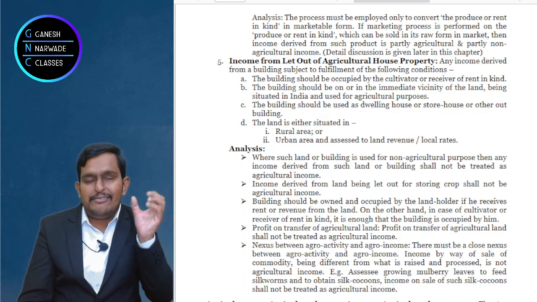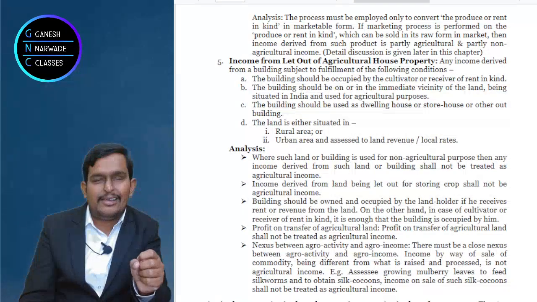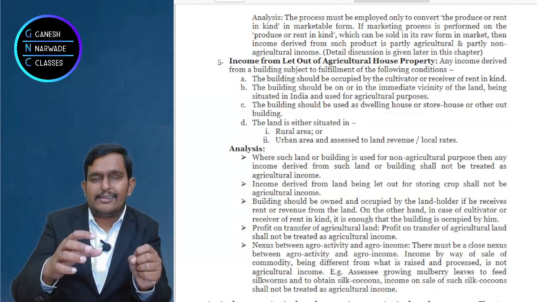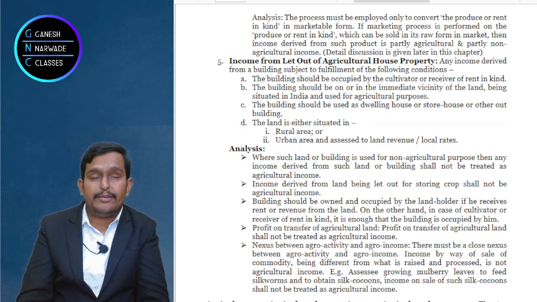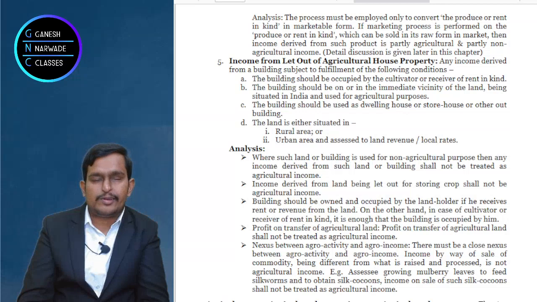So the activity should also be agricultural activity, and the outcome, that is the product, should also be an agricultural item. Like my relatives who sow so many seeds in the agricultural farm to produce jawar, and after sowing the seeds they get jawar, they sell it, they earn income.